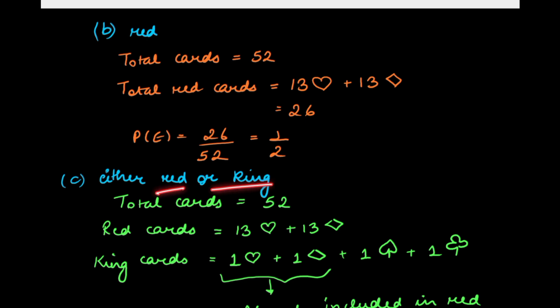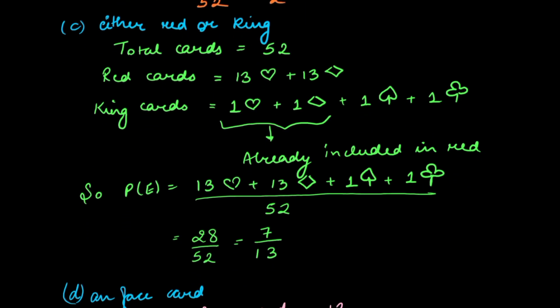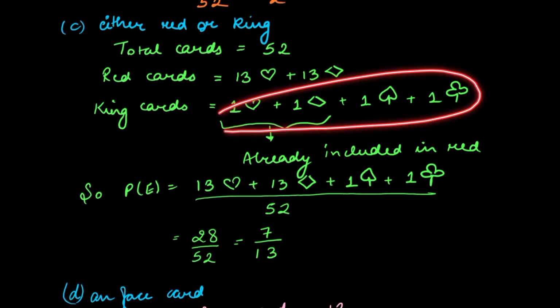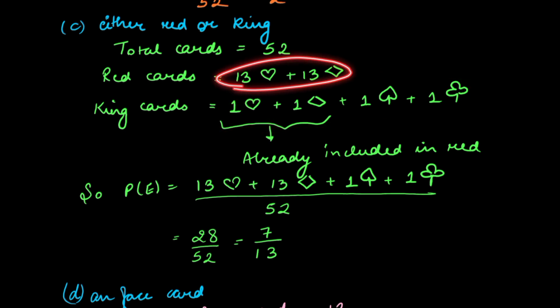Either a red card or a king. Now we have an or in between. Or means that we have to include this side and this side, both the sides. So there are total 52 cards. In these 52 cards, there are 13 diamonds and 13 hearts. Okay, so there are total 26 red cards. Now, number of king cards, we have 4 suits and each suit has 1 king card, that is 1 diamond, 1 heart, 1 club and 1 spade. So there are 4 king cards in total and there are 26 red cards in total.